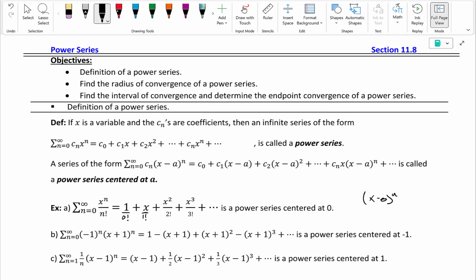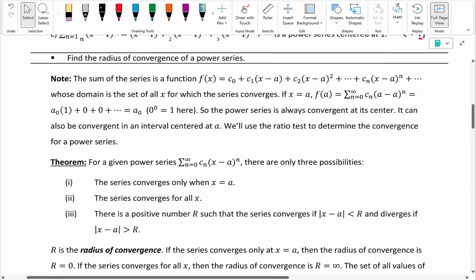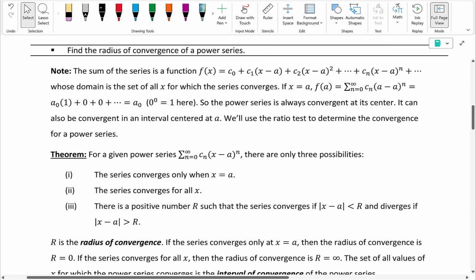And so you can find the centers. You can see them that x plus 1 to the n we can write out as an x minus negative 1 to the n. The x minus 1 to the n, pretty self-explanatory. But we can see that a, right, that value we're subtracting off, same as we did for centers or vertexes for circles, parabolas, things like that in the past. All right, so what we're worried about is finding out where these things converge, and we can talk about a radius of convergence and an interval of convergence.